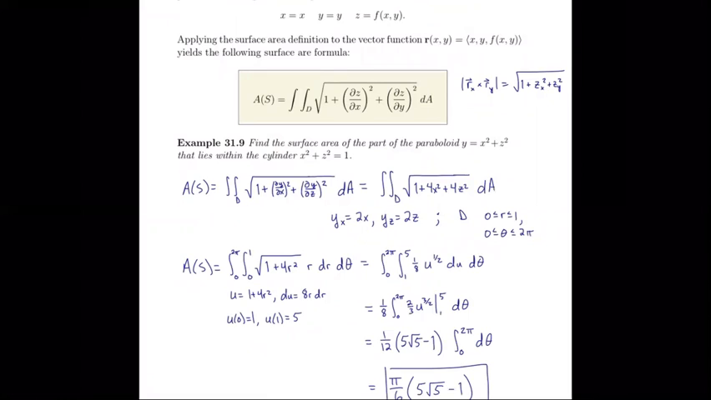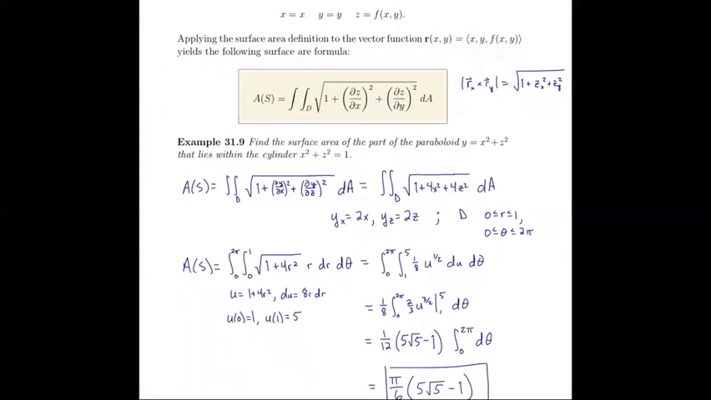So find the surface area of the part of the paraboloid y equals x squared plus z squared that lies within the cylinder x squared plus z squared equals 1. So this paraboloid within the cylinder of radius 1. Okay, and it looks like the cylinder has central axis, the y-axis. So we need to change our formula a little bit. We want to write y as a function of x and z, and that's exactly suggested by this as well.